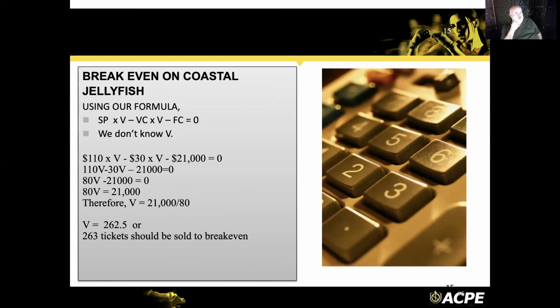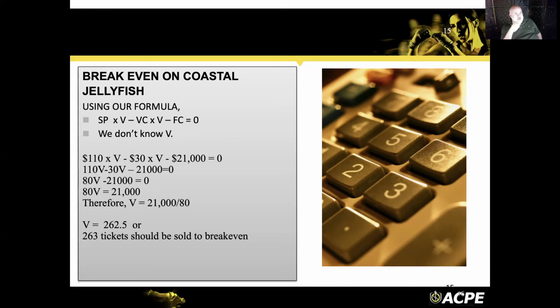So using our formula, we can say that 110 was our selling price per ticket times V, which we don't know, minus 30 times V, minus 21,000 is equal to zero. So 110V minus 30V minus 21,000. Break even is when that equals zero. 110V minus 30V is 80V, minus 21,000 is equal to zero.